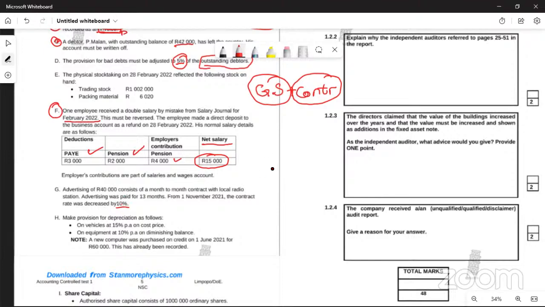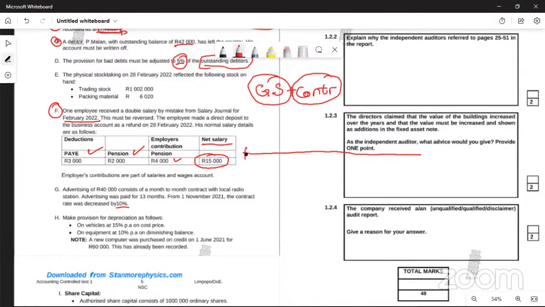So if this advertisement is for 13 months, that means there's 1 month in advance, which is not belonging into this accounting period. Remember now, in your timeline, to answer a question of this nature, you have to have a timeline.